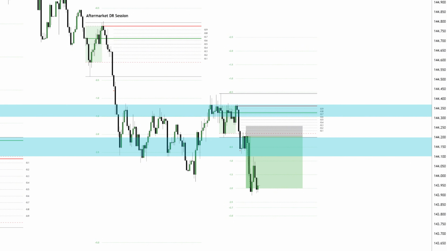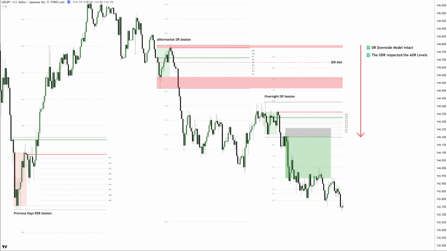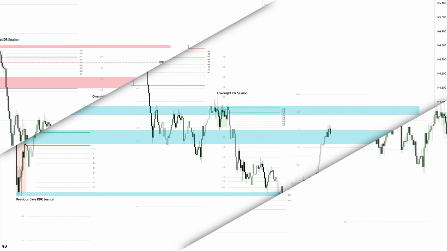Price breaks through the previous day's RDR high levels and reaches not only the target but also more than 3 standard deviations. That's a very basic DR trade that could have been taken even without access to historical data for a minimum of 3R profit.